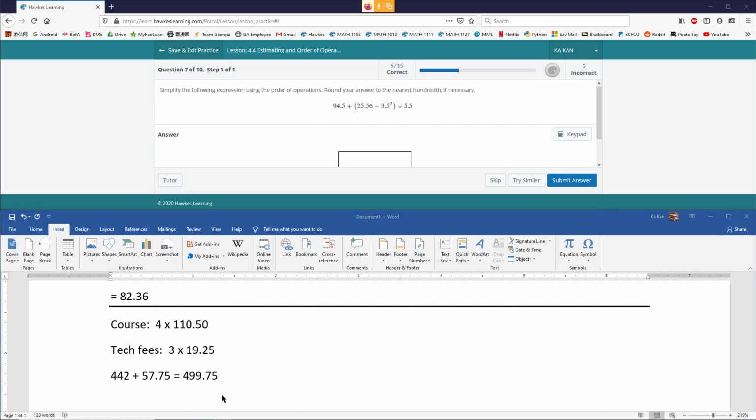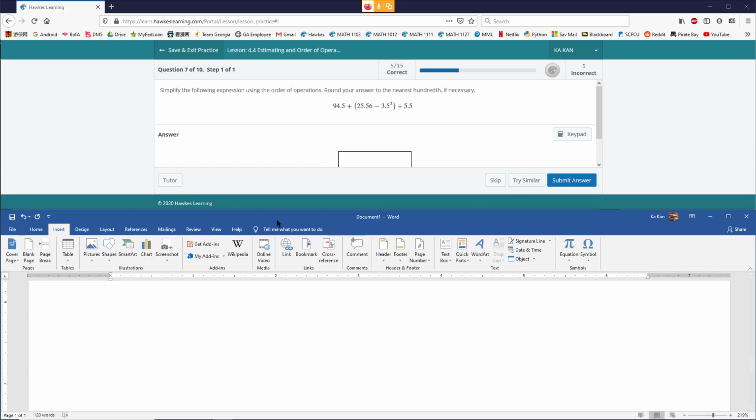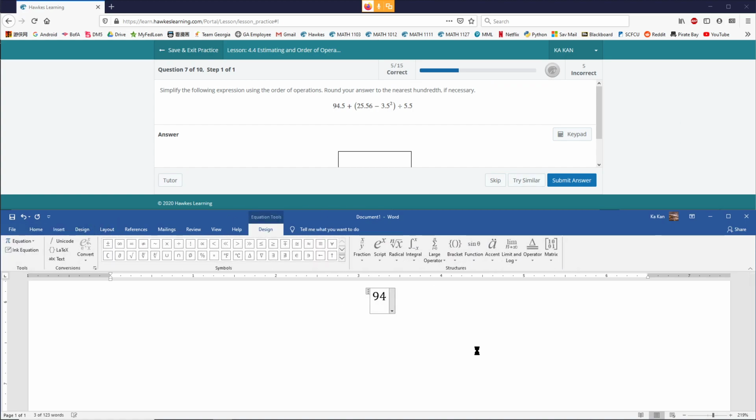Now this one definitely looks a little bit crazy. Let me type this up here so we can see exactly what's going on. So I'm gonna use the equation here. 94.5 plus parentheses 25.56 minus 3.5 raised to the power of 2, so squared, and then divided by 5.5. So not too bad.